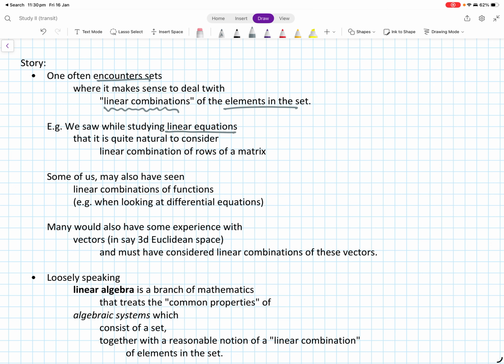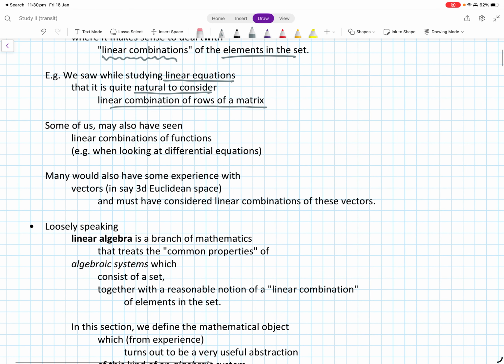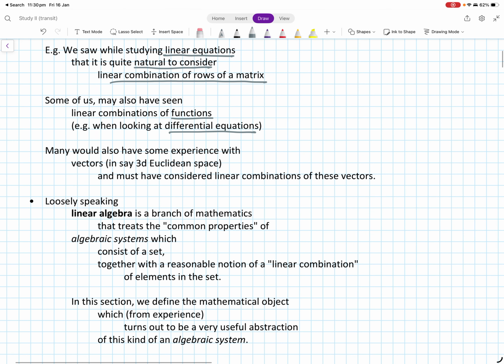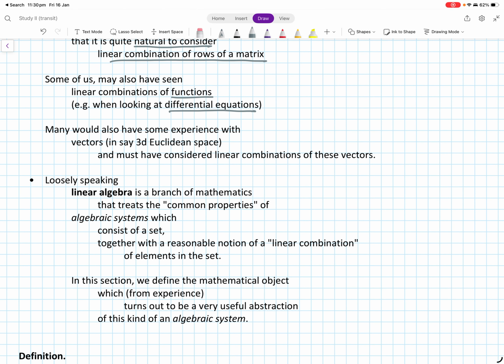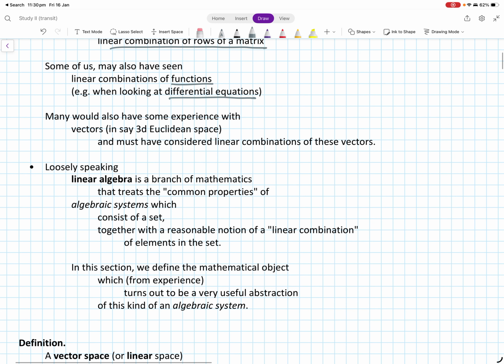So for instance, when we were studying linear equations, it was quite natural to consider linear combinations of rows of matrices. Okay, and some of us may also have seen linear combinations of functions, right? So for example, when you're looking at differential equations and so on, it makes sense to add different differential equations and consider the combined solution. And many would have also had some experience with vectors. So in 3D Euclidean space, we have this notion of linear combinations of these vectors. Like we discussed in last class, you can add these vectors by considering an appropriate parallelogram and so on, right? So these things are there.